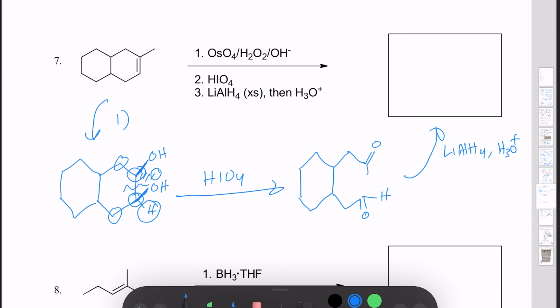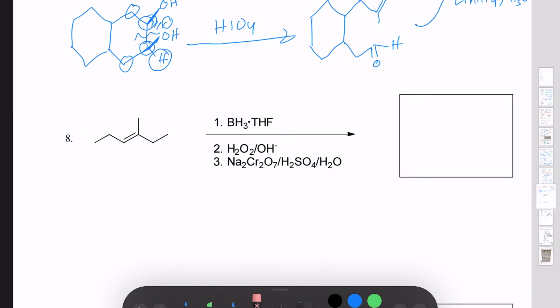Lithium aluminum hydride is a very strong reducing agent, and that means that it can convert an aldehyde into an alcohol, and it can convert a ketone also into an alcohol. So if we keep that in mind, alongside doing a reductive workup, what we end up getting is the following as our final answer, because these two CO double bonds are reduced to alcohols, or to OH groups. And that is how we get our final answer for question 7.